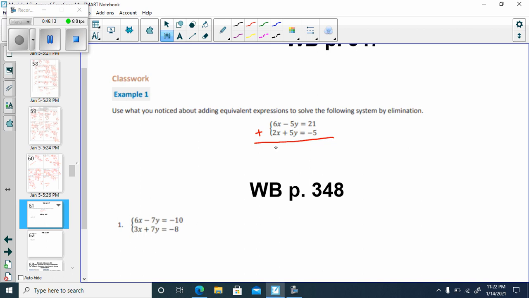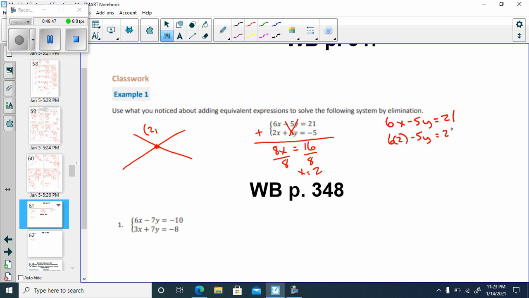So I got 6x plus 2x is 8x. Negative 5y plus 5y is 0. 21 plus negative 5 would give me 16. Divide both of those by 8, and x is 2. Remember, we're looking for where these two lines intersect. So if x is 2, let's find y. Let's plug it into either one of these. 6x minus 5y equals 21. 6 times 2 minus 5 times y is equal to 21. 12 minus 5y equals 21.